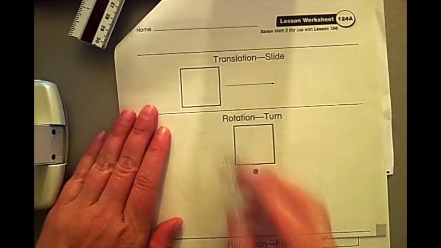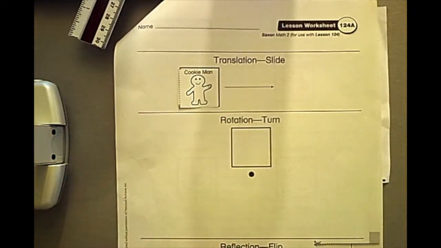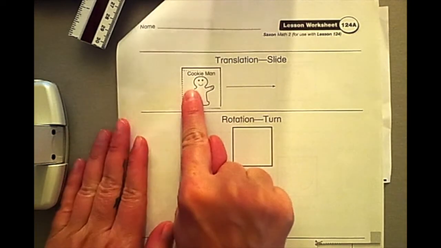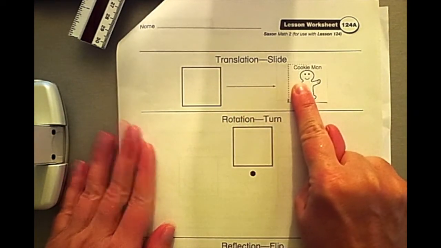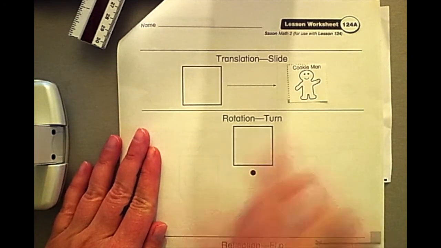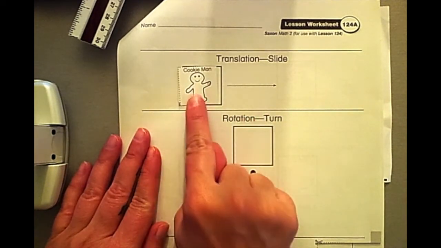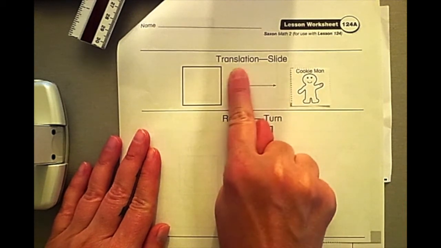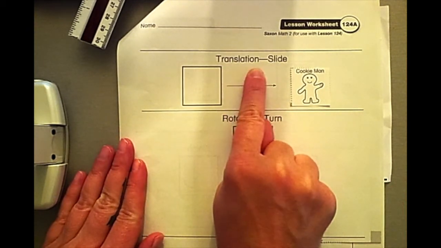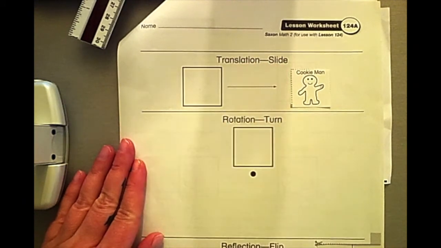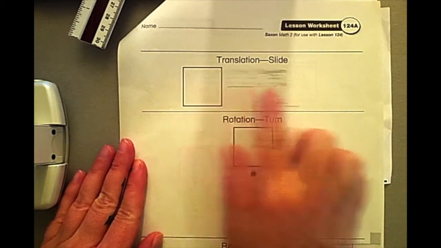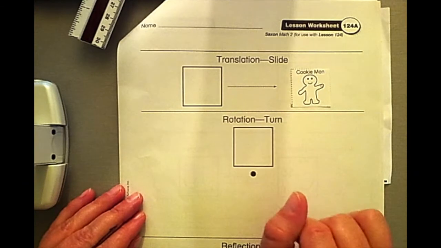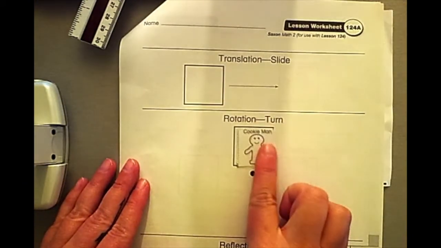What you're going to do is take your Cookie Man and put him in the square. And you are simply going to slide. That's what a slide is. It's from one position, it stays, and it goes over. Another word for slide is translation. So slide and translation mean the same thing. So you start here, slide. Now let's start here.